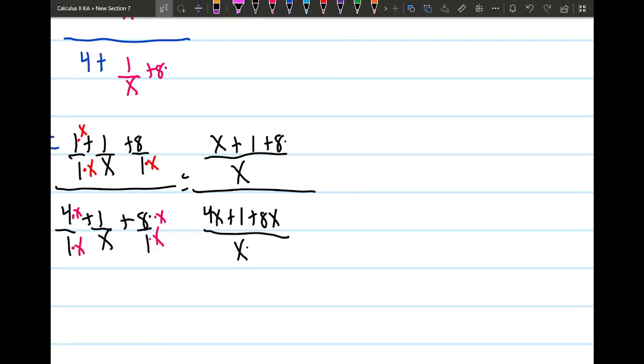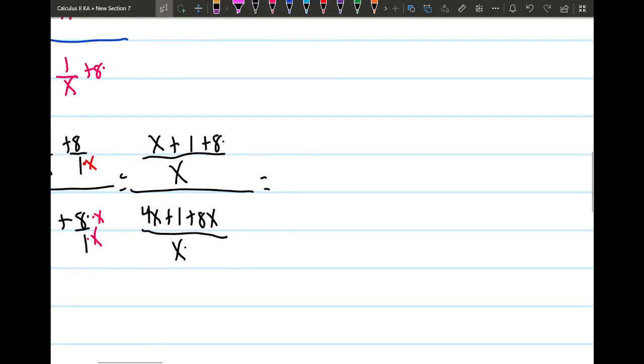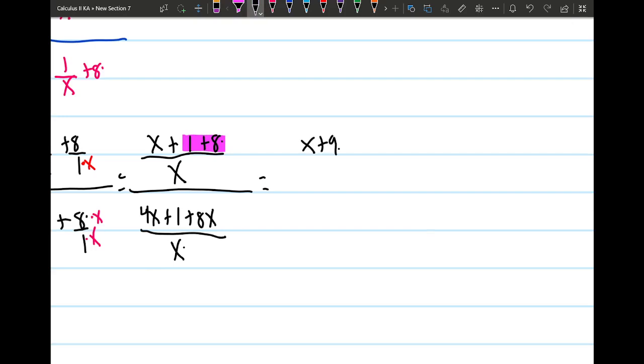And then from here, we're going to combine like terms. We clearly have a 1 and an 8, so we're going to do x plus 9. So 1 plus 8 is 9, over x, over 4x plus 8x. That's going to be 12x plus 1, all over x. So as you can see, this is what we have here.